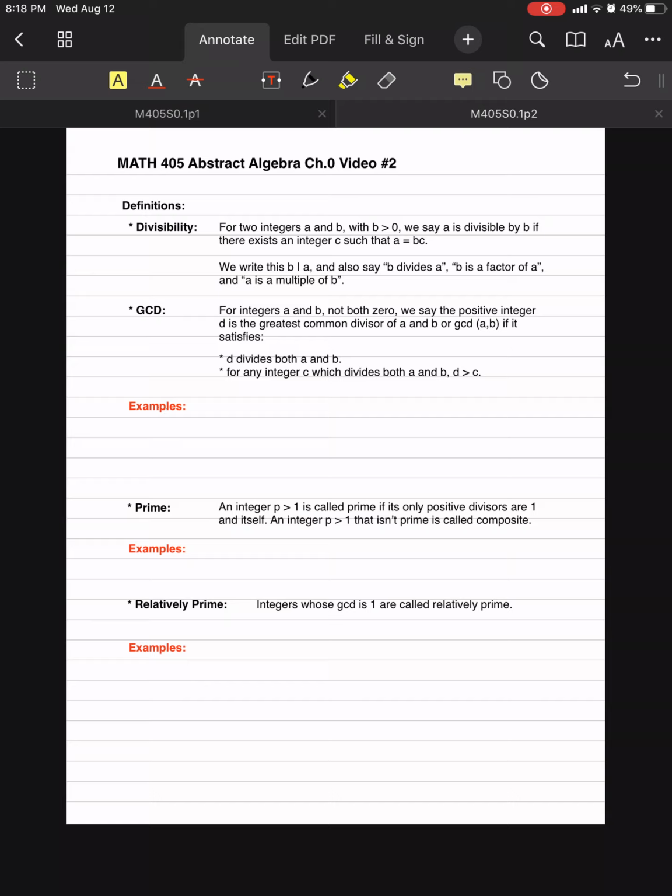The next one on this section will be on the Euclidean algorithm and how to use it and how to apply it to the other theorem that we have in this chapter. But for this point, I just want to go through these definitions.